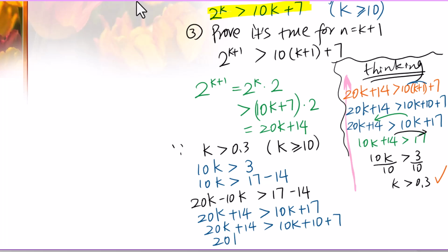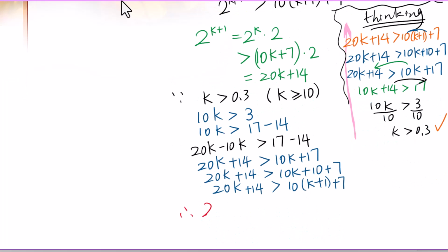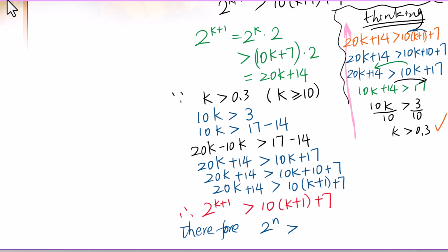So we got 20k plus 14 greater than, take a 10 out, 10 times k plus 1 plus 7. So 2 to the power of k plus 1 greater than 10 times k plus 1 plus 7. Therefore, 2 to the nth power greater than 10n plus 7 for n greater than or equal to 10.